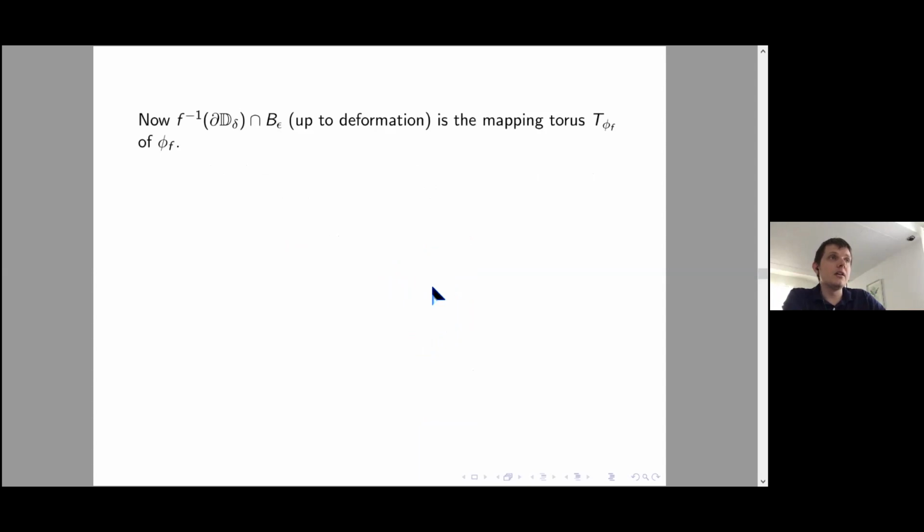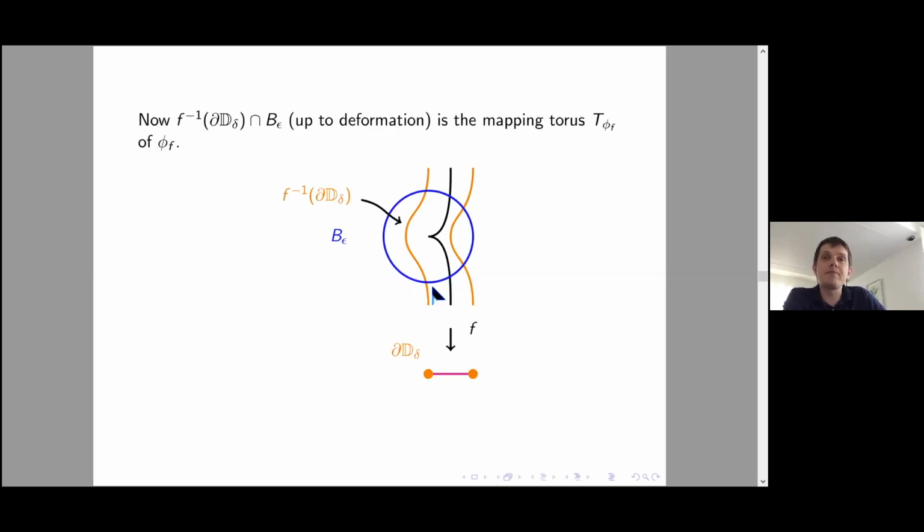Okay, so if I look at the pre-image of the boundary of this disk, d epsilon, then basically up to isotopy, that's the same as the mapping torus. And that's the object I'm interested in. Here I have my disk d epsilon. I look at the boundary, which is these 2 points that I've just thickened up. I look at the pre-image, and I get these 2 lines. Again, these 2 lines were really inside this ball, and that's my mapping torus.